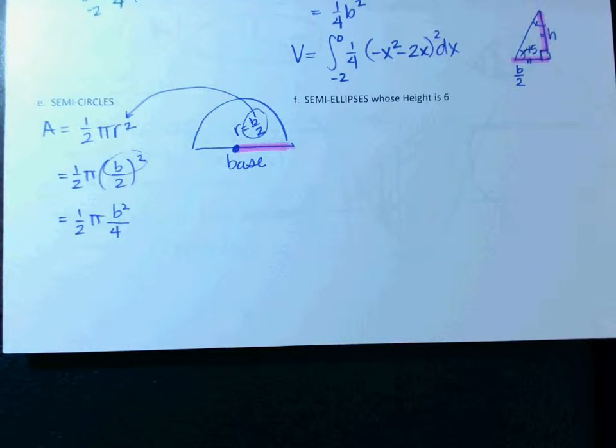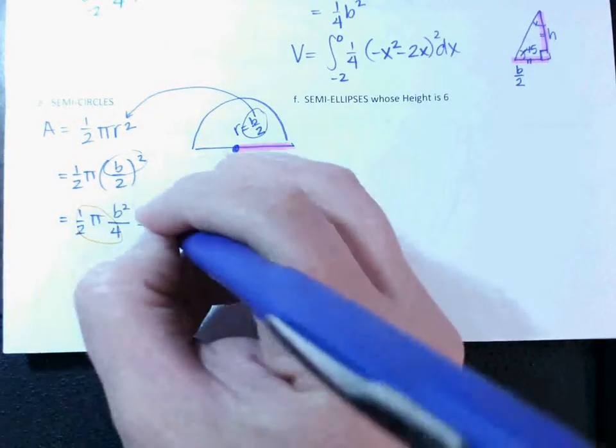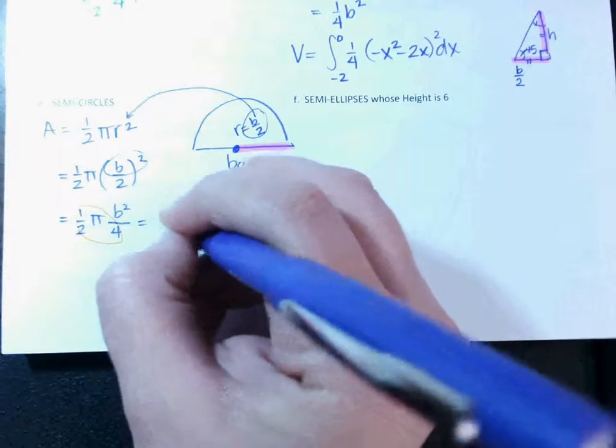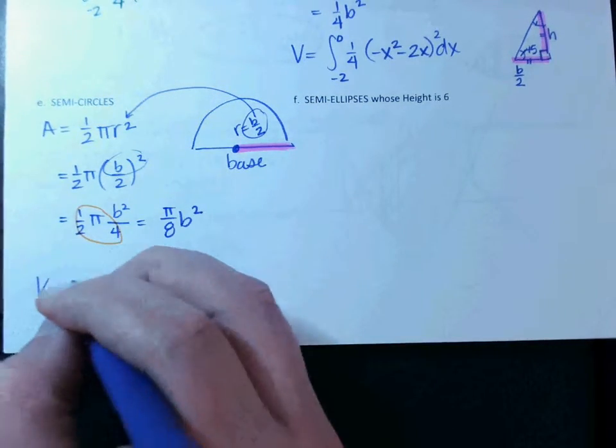And then I'm going to combine all of this constant junk together. So if it's a half times pi, that's really pi halves. And then times 4 on the bottom is going to be pi over 8 b squared. And then I'm ready to set up my integral.